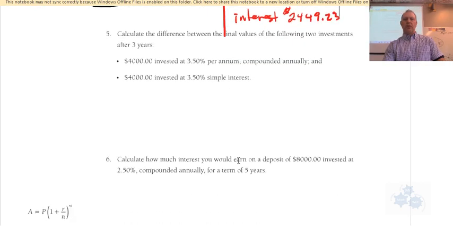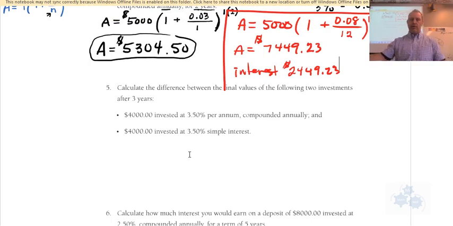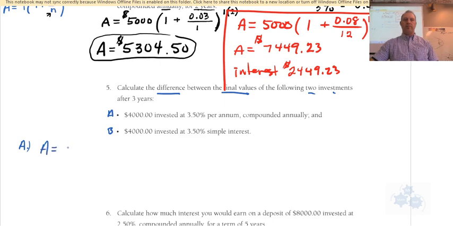All right. So let's do number 3 together, okay? Here we go, number 3. So number 3 says, calculate the difference between the final values of the following 2 investments. Okay, so this is where it's really important, guys. Listen. So we're going to compare compound interest with simple interest. We're going to find out what the difference is, okay? So look at this. We'll call this A. We'll call this B. $4,000 invested at 3.5% per year compounded annually, and $4,000 invested at 3.5% simple. Okay, so for A here, let's use our new formula.